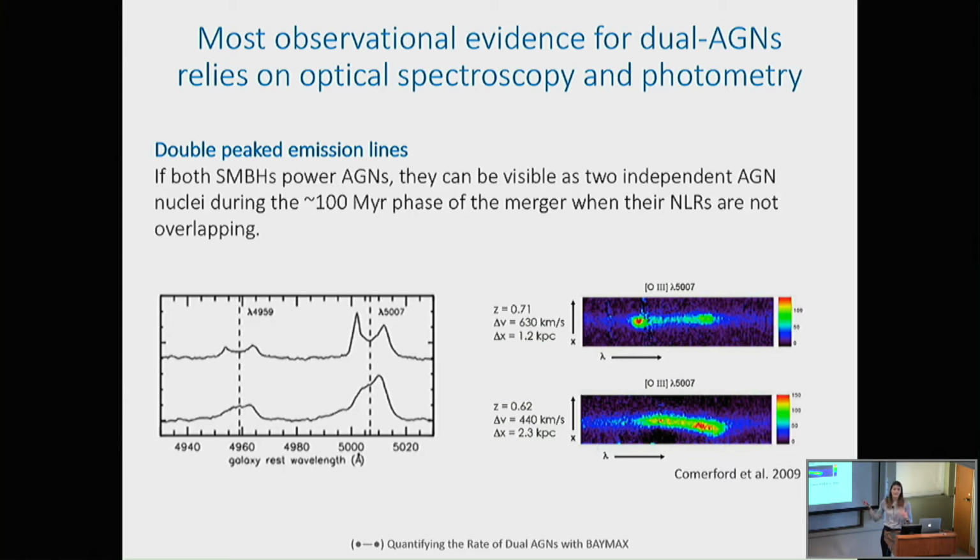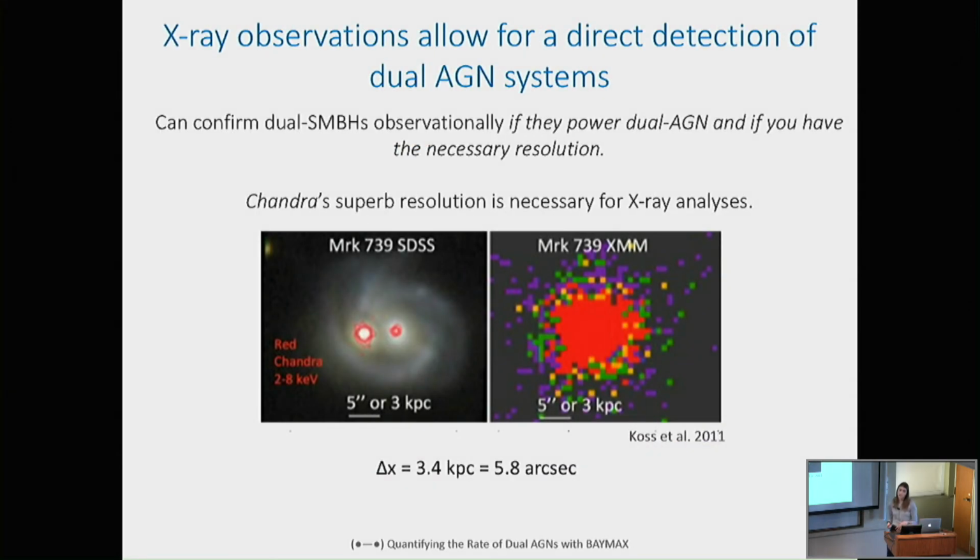There are some caveats to this technique. For example, we do expect double-peaked emission from things beyond just dual AGN, such as outflows or just disk kinematics. So for any dual AGN that is found using this technique, you really want X-ray observations in order to confirm the true nature of the source. The idea is you can confirm a dual supermassive black hole system if they're both actively accreting and if you have the necessary resolution. So here you're trying to directly detect the emission associated with each supermassive black hole. If you're going to be using X-rays to do so, you really want Chandra for its superb angular resolution.